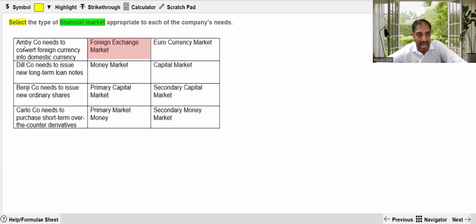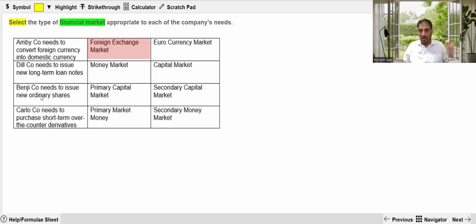Okay, so first of all, the company needs to convert foreign exchange into domestic currency. So they want to convert foreign exchange into the domestic market. So that's the point. First you read the requirement or read the options. Dell company needs to issue long-term loan notes, not short-term. Banjai company needs to issue new shares, for the first time. So the primary market is the point where you issue for the first time, then the secondary market is where you start the trading.